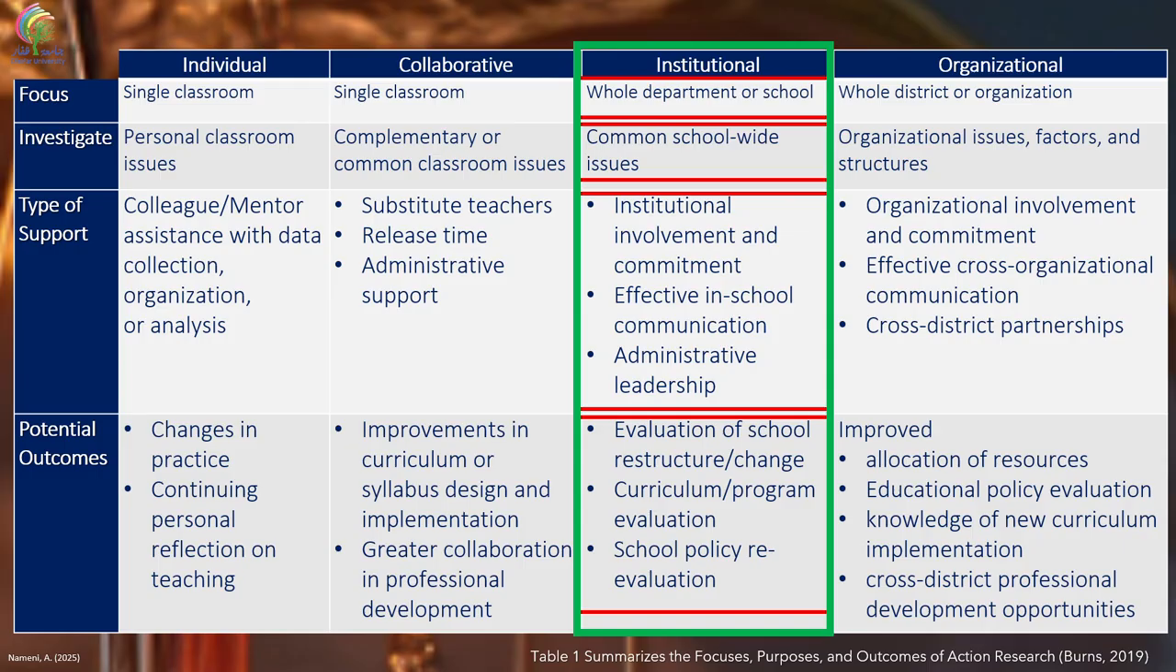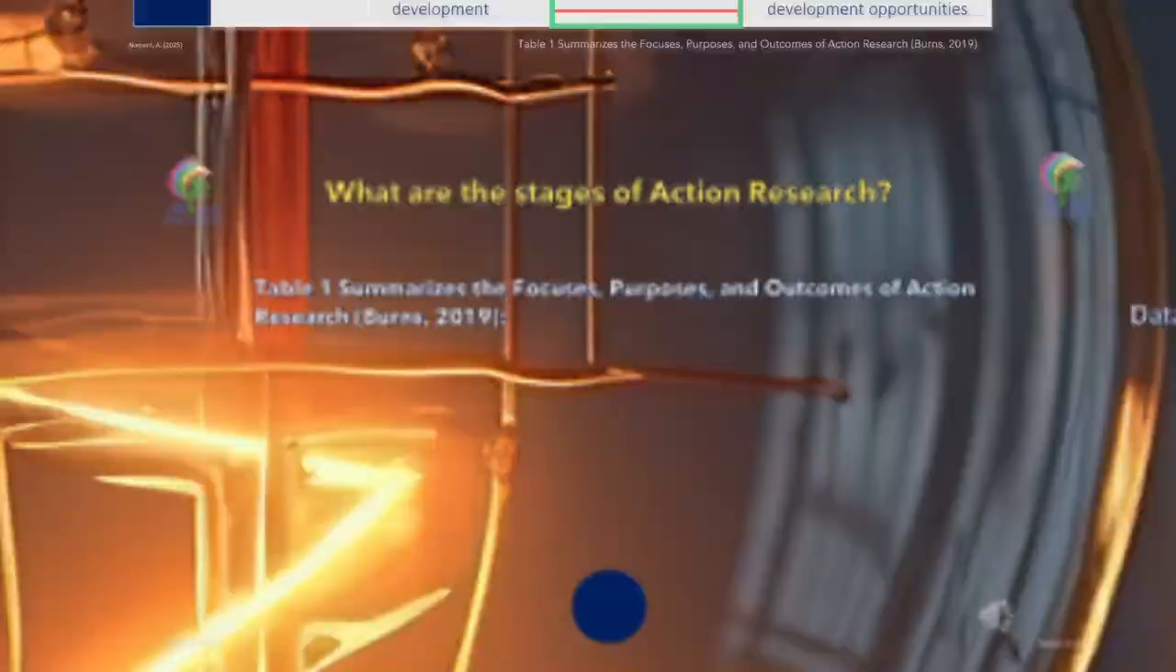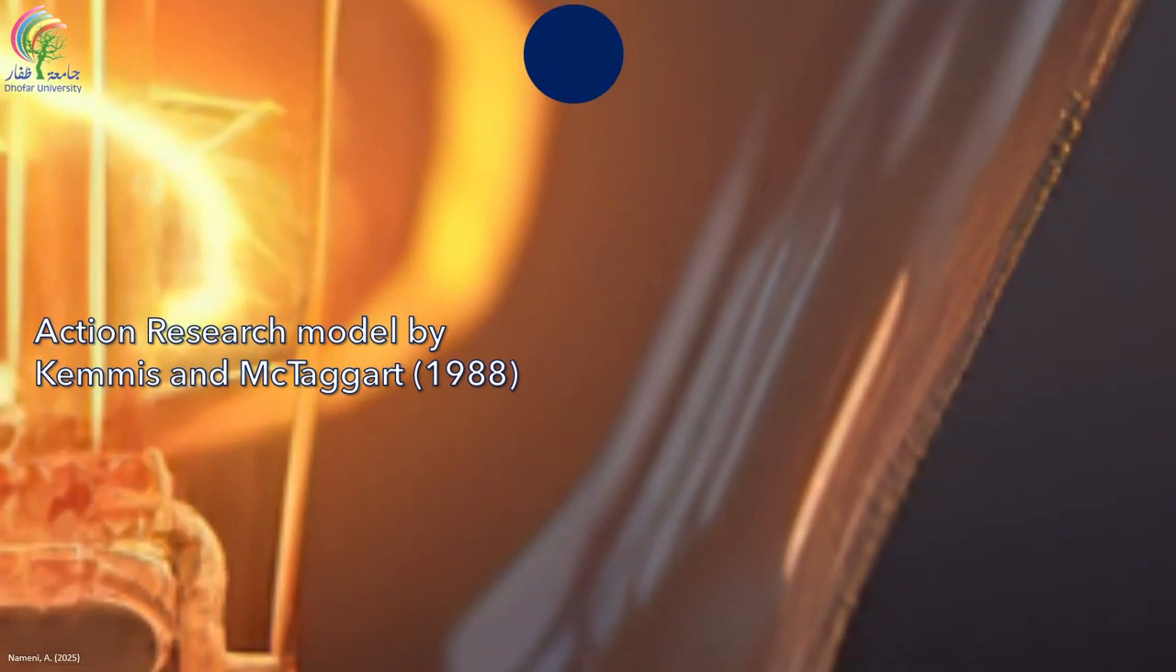As shown in Table 1, the wider the focus and purpose of action research become, the greater the support needed and the broader the outcomes. Therefore, teachers need to choose the focus by considering the type of support their institutions provide and the outcomes they seek. To carry out action research, we need to adopt a model. The most cited model was proposed by Kemmis and McTaggart, 1988, consisting of 4 moments.